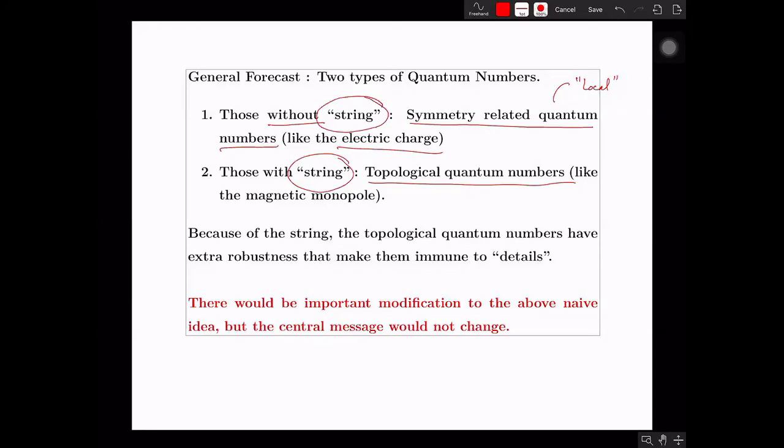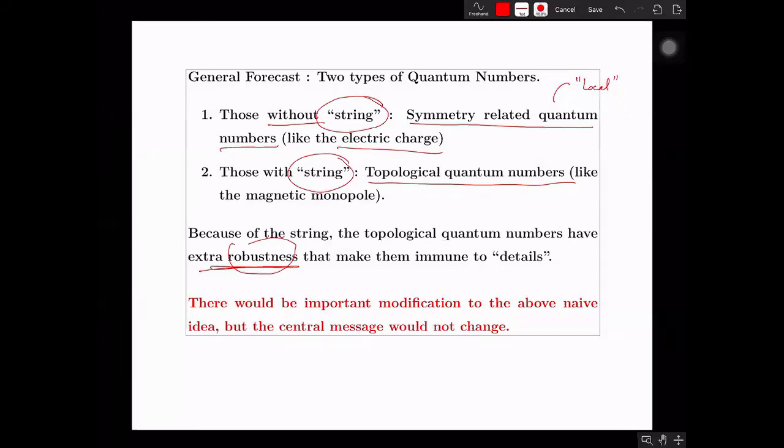Because of this independence from the details of the position of the string, the topological quantum numbers, as we'll see, sometimes have extra robustness, and we will need to explain what we mean by these words, that make them immune to these details. This is the characteristic feature. And we will, of course, need to modify the above observations and generalize them as we go on.